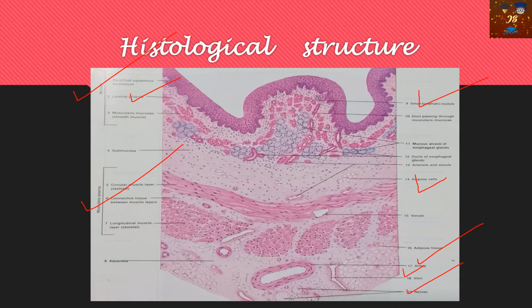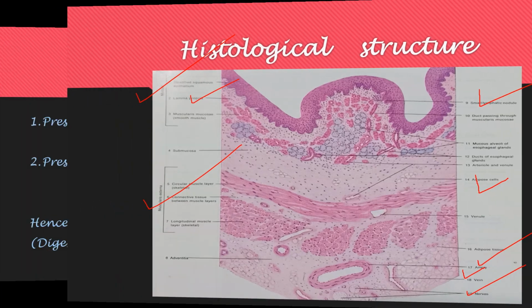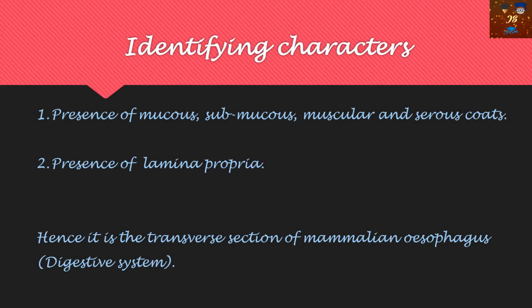That much you have to label in your practical notebook to show that you have identified the histological structure of the esophagus. So, presence of mucosa, submucosa, muscular and serous coats, and presence of lamina propria, hence it is the transverse section of the mammalian esophagus.